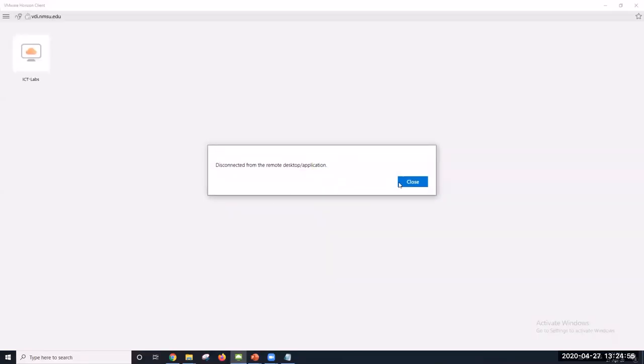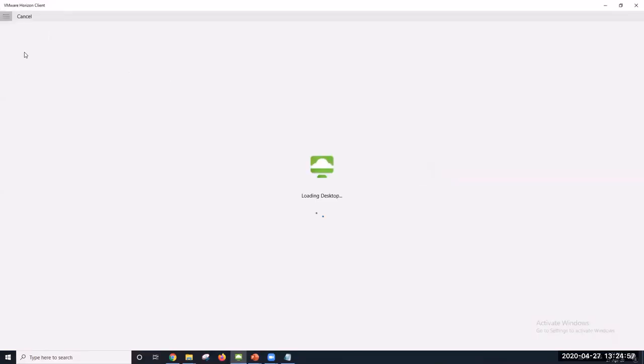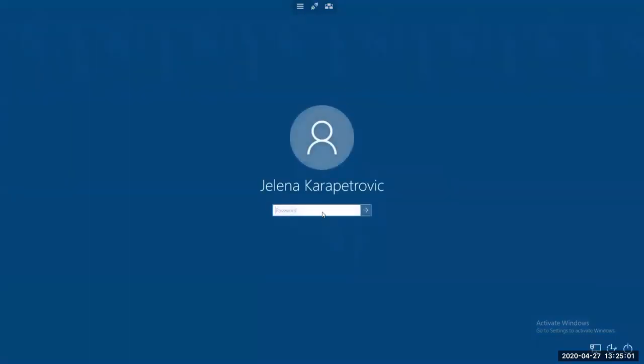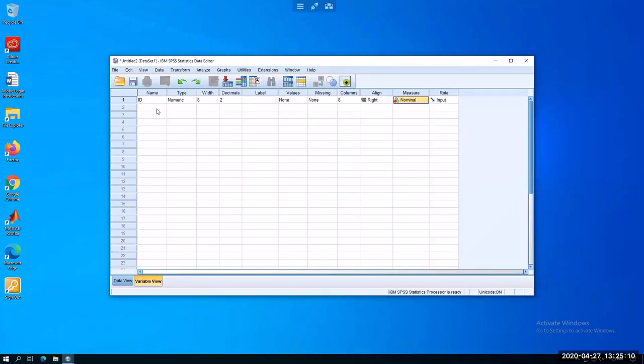So here, okay. Oh, just a second. Okay, here I am. So here, my name is ID, it doesn't have spaces, it's unique, and my measure is nominal. So enter that.